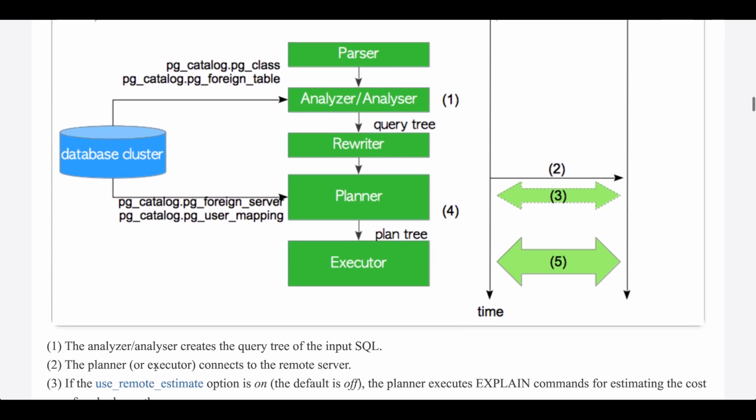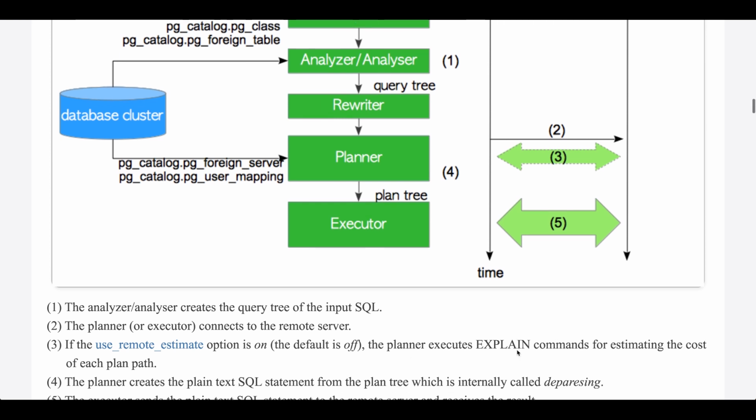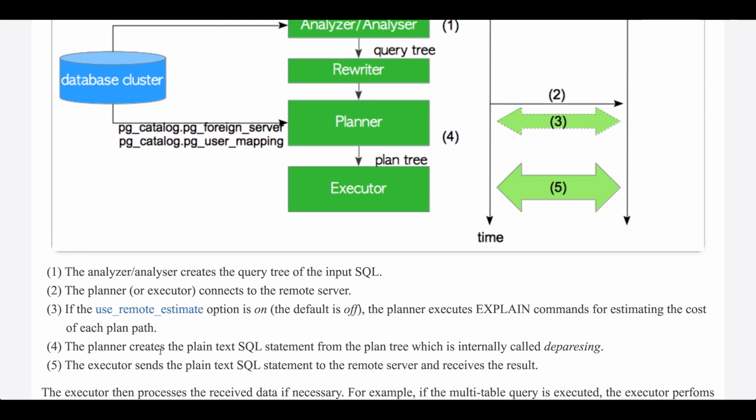1. The analyzer creates the query tree of the input SQL. The planner, or executor, connects to the remote server. If the use_remote_estimate option is on (the default is off), the planner executes EXPLAIN commands for estimating the cost of each plan path. The planner creates the plain text SQL statement from the plan tree, which is internally called deparsing.